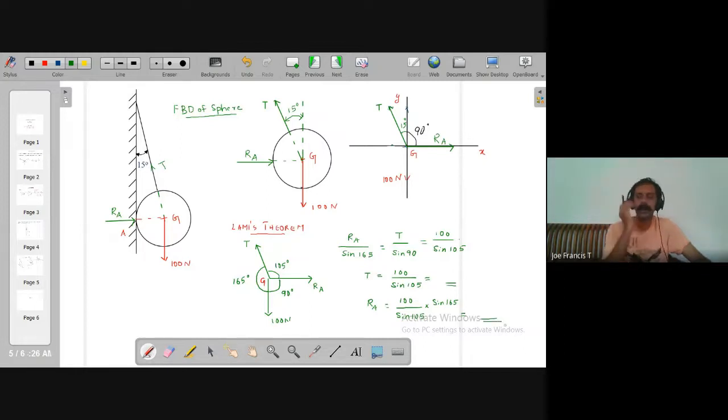But I'm not writing the answers here. Try to do it yourself and find these values for T and RA. Okay, thank you.